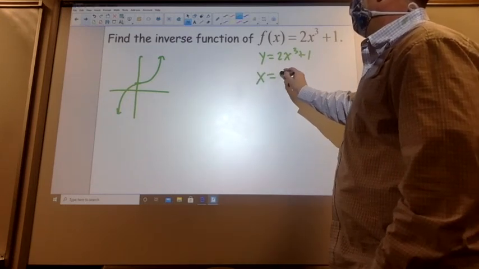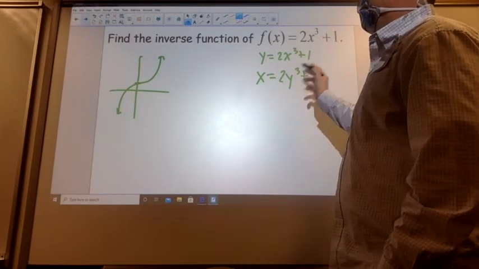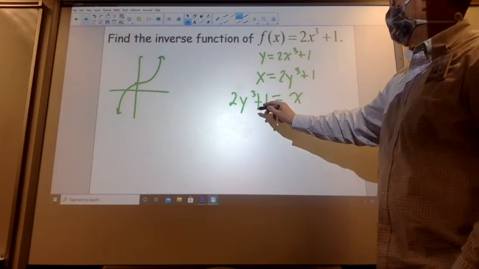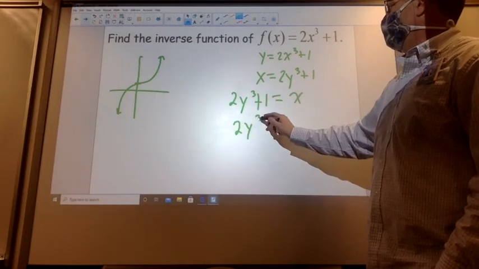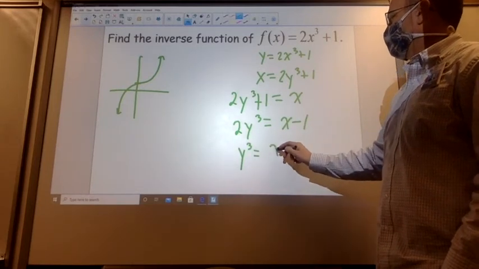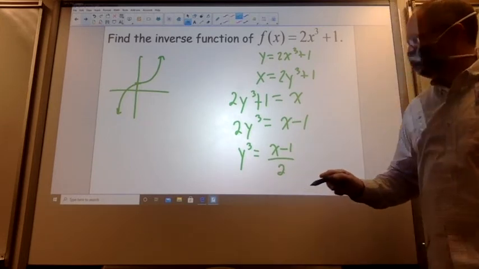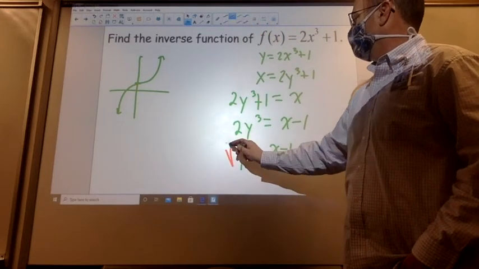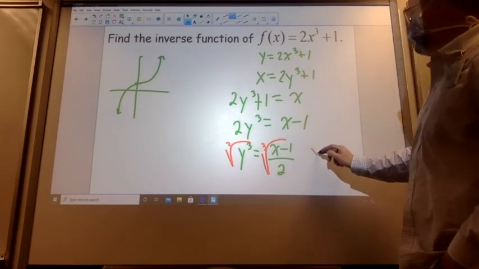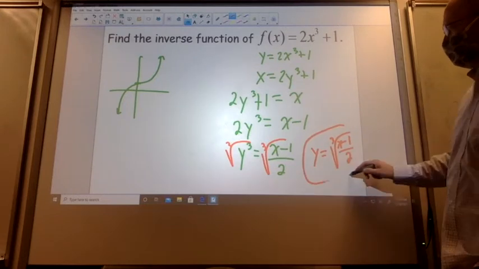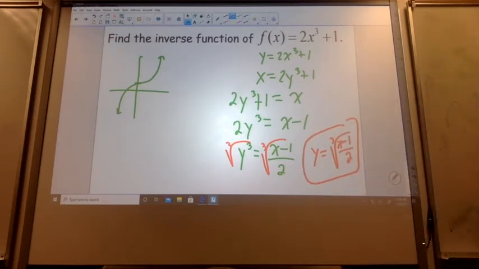So now I'm going to flip-flop x and y. I'm going to flip this over because I like having y on the left. Call me old school. All right. Subtract 1. Divide by 2. And then do what? Cube root. Good. Third root. So I get y equals the third root of x minus 1 over 2. Again, I'm not too concerned. I don't think this needs to be restricted.